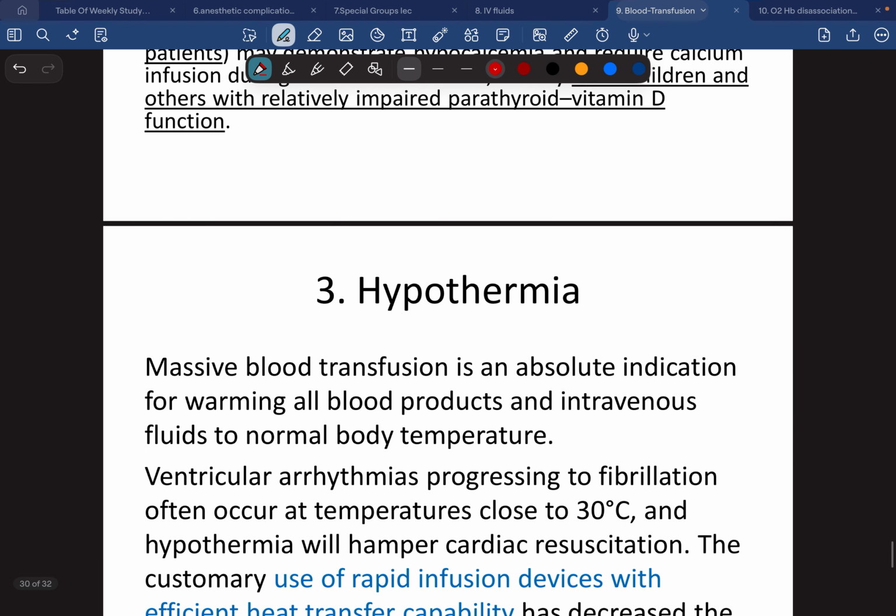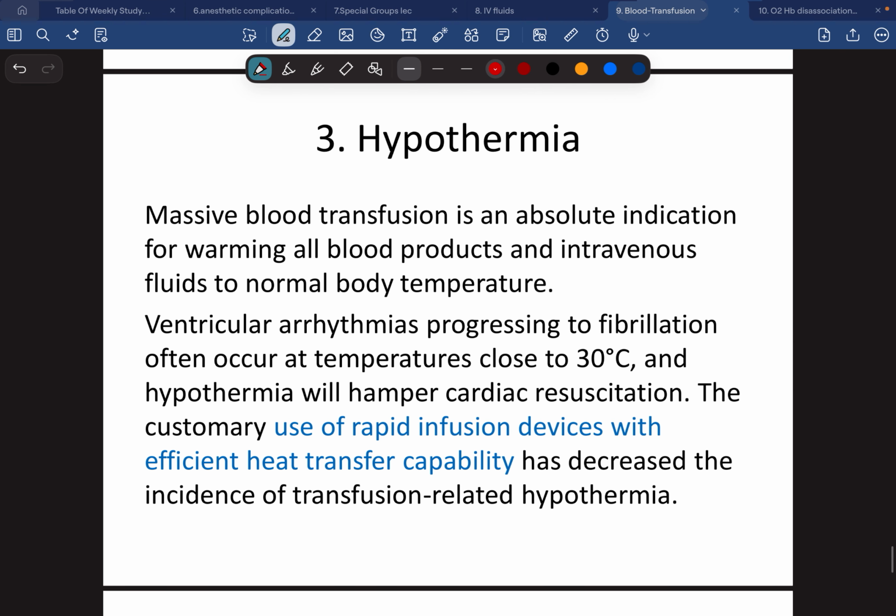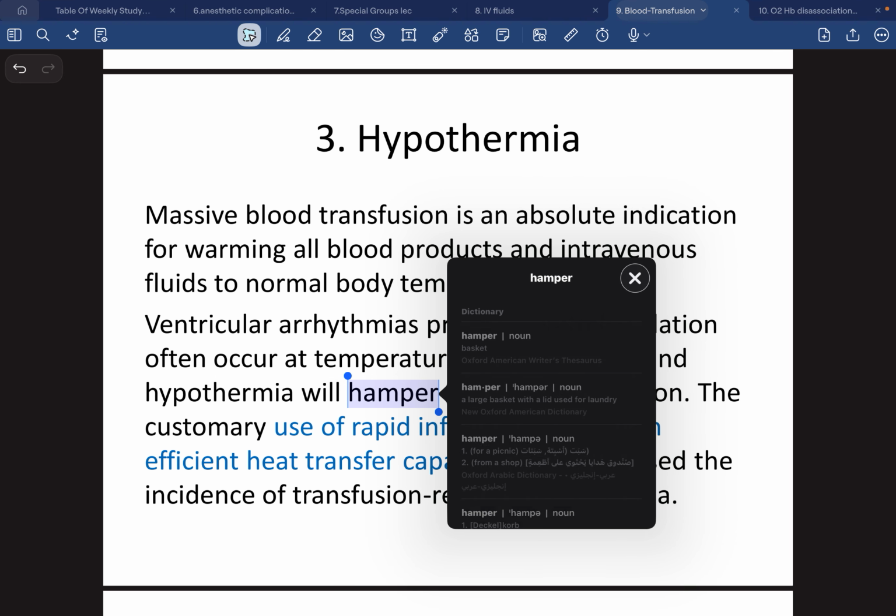Hypothermia. It's mandatory to warm all your blood products to prevent hypothermia in your patients, because hypothermia itself is a cause of coagulopathy. You don't want to worsen what you're already suffering from, so you need to warm everything up to avoid hypothermia. We nowadays have rapid infusing devices with efficient heat transfer capability that we use to warm all the blood before giving.